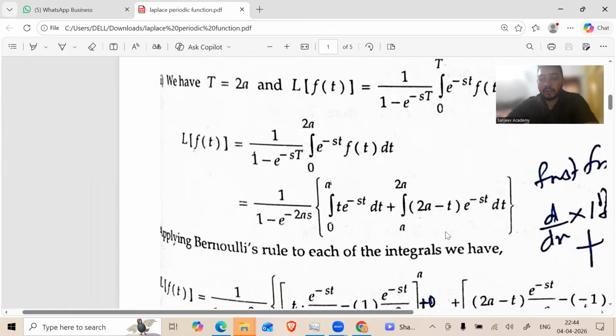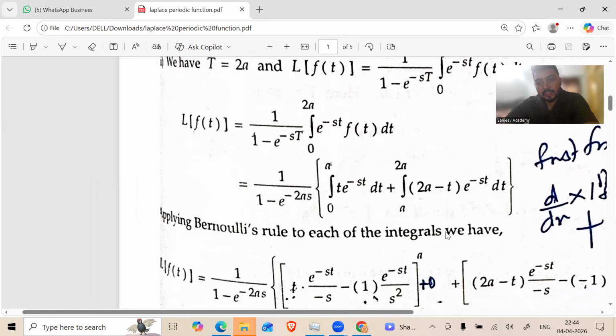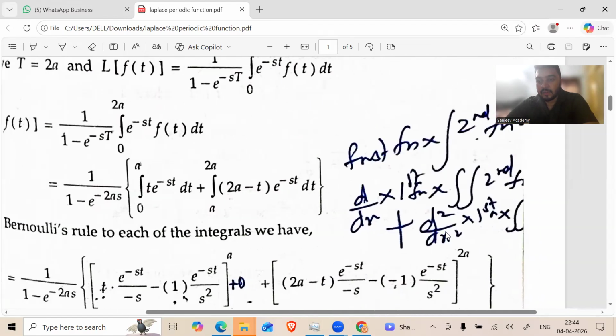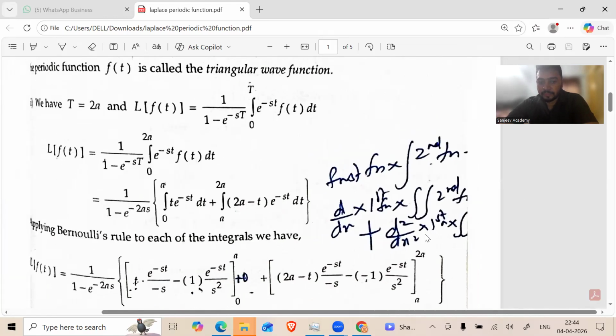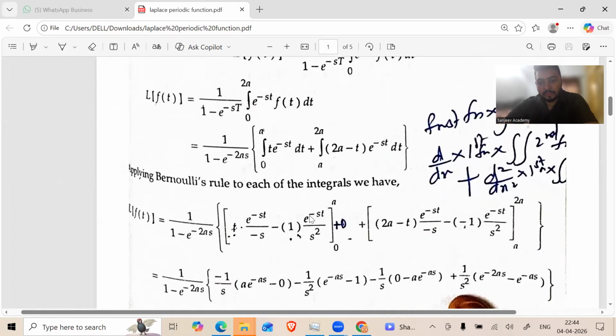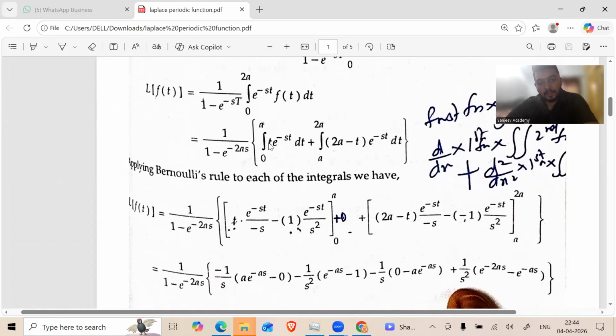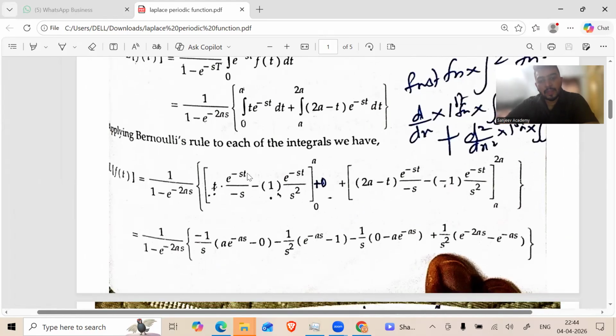Then we use what? Bernoulli's rule. That is, first function into integral of second function, minus differentiation of first function into double integral of second function. Then alternate minus and plus: plus double differentiation of the first function into triple integration of the second function. Simple thing. Once we see this, none of you will like it. This is where the tricks come into the picture.